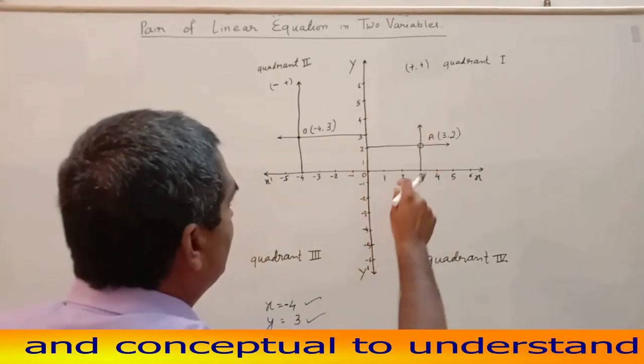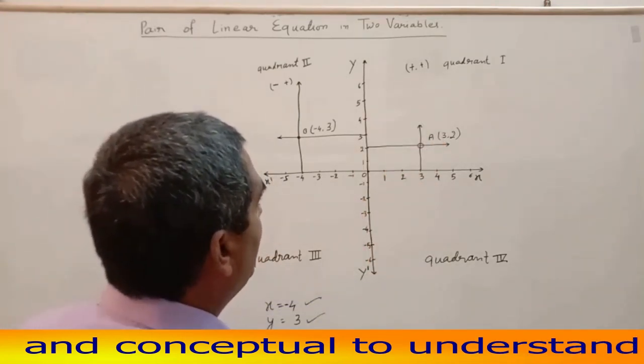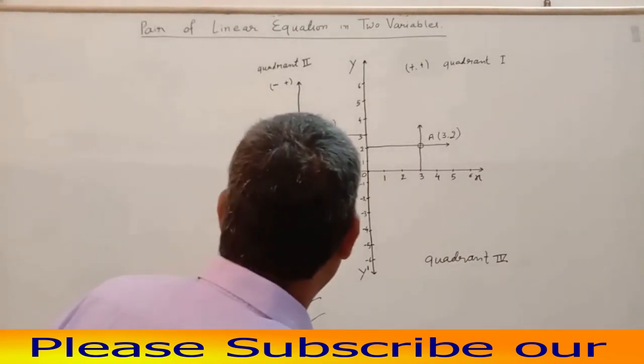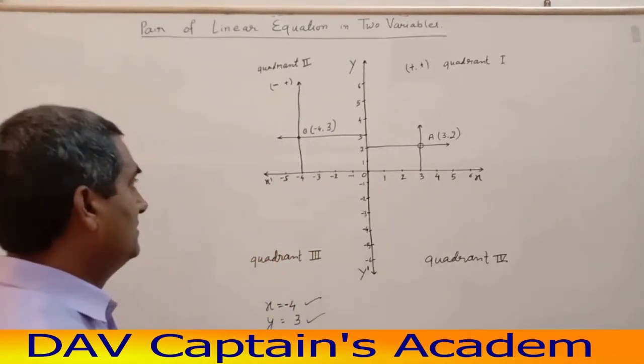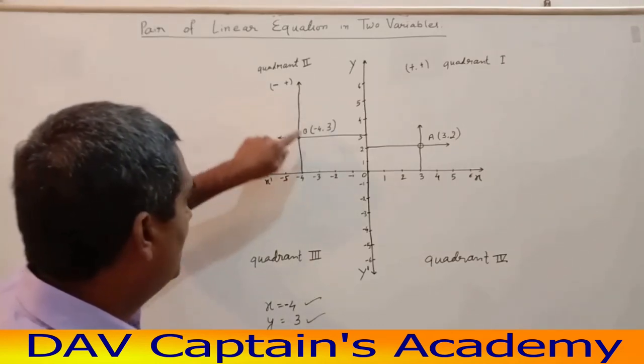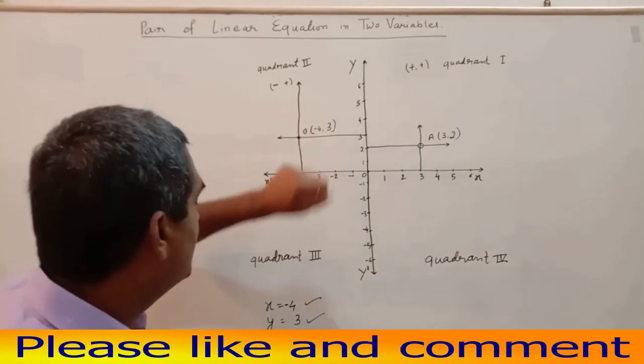In quadrant 1, both the variables x and y are plus. X is plus, y is also plus. But in quadrant 2, x is minus, y is plus.